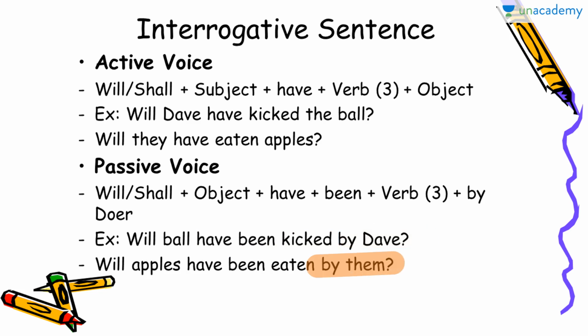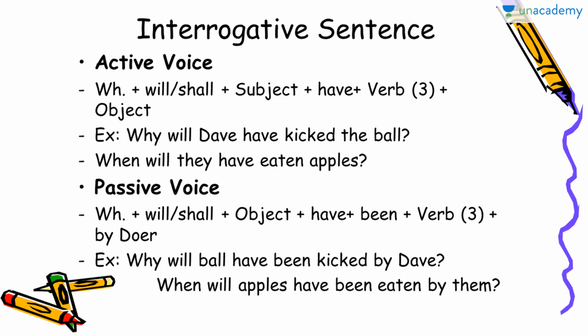Next type of interrogative sentence is the one in which we have a detailed answer. Such kinds of sentences start with WH words, which are called question words as well. They are when, where, why, what, and how. So in active, it starts with a WH word followed by will or shall, then subject, then have, then verb third form, and then object. For example, why will Dave have kicked the ball? When will they have eaten apples?